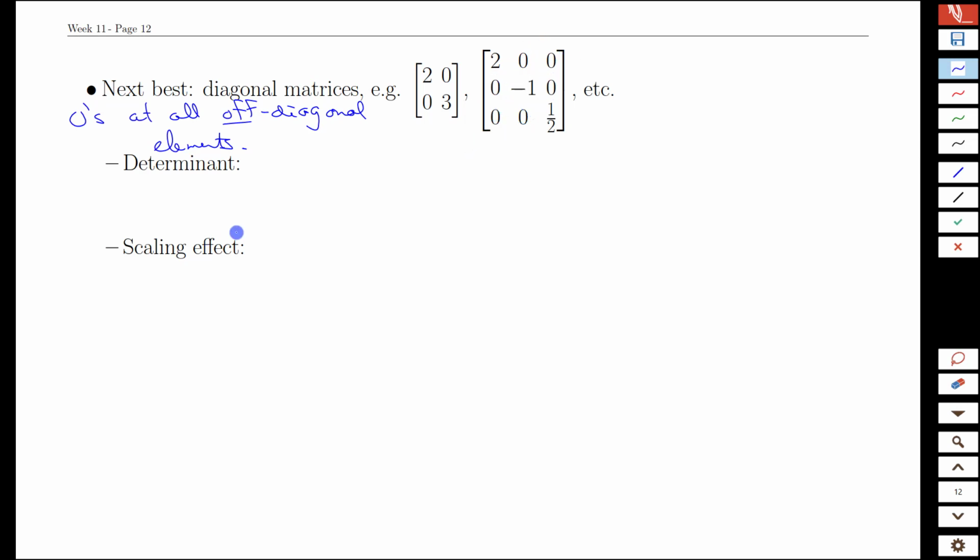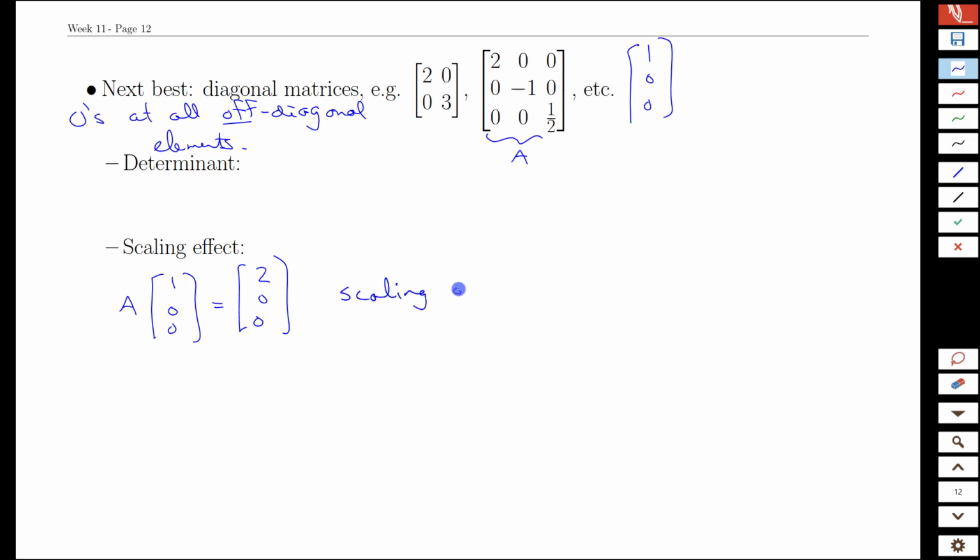Now, can we capture the scaling effect of this matrix? Absolutely. Let's consider what we get if we multiply, let's call this matrix here A, by the vector 1, 0, 0, the nice basis vector. Well, if we multiply that out, we're going to get 2, 0, 0. This nice structure of just diagonal elements leads to a scaling of the basis vector 1, 0, 0 by 2.